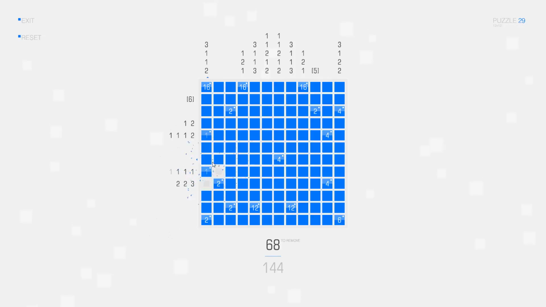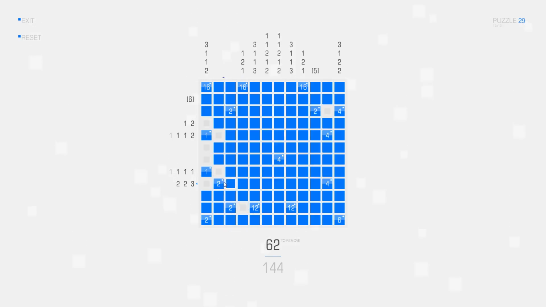Okay, I have ones here. Group of one square only. Groups of one square. What else is here? Yes, this is a group of two connected squares. Can't touch the group of four connected squares. I can delete this square. Here's nothing. Here's a group of two connected squares. Can't touch the group of 12 connected squares. So I can delete this one.